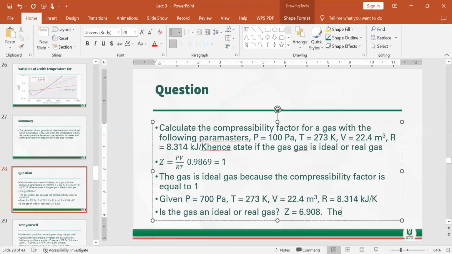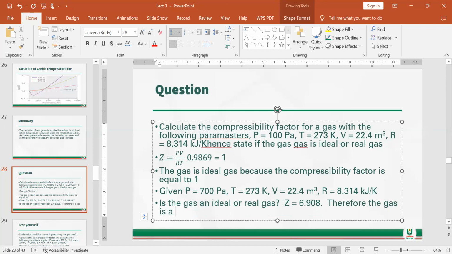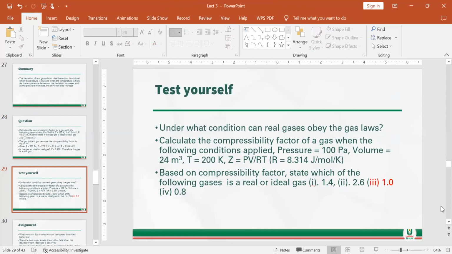Therefore, no, the gas is a real gas. So it's a real gas and not an ideal gas. Based on the compressibility factor, you can know. So test yourself: under what condition can a real gas obey the gas law? You know that it is at high temperature and low pressure.